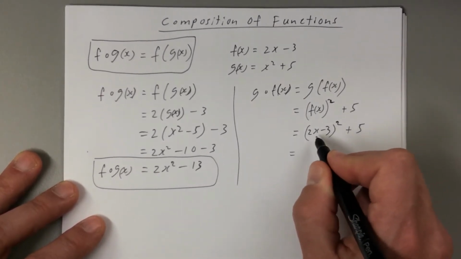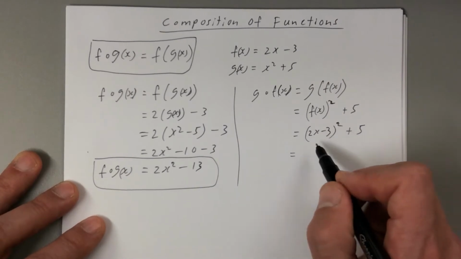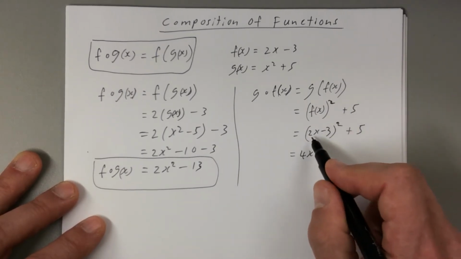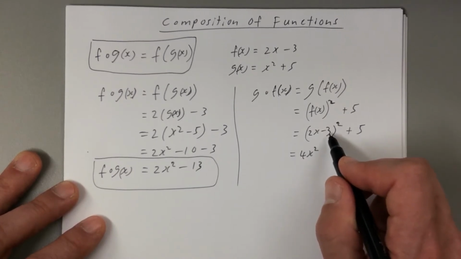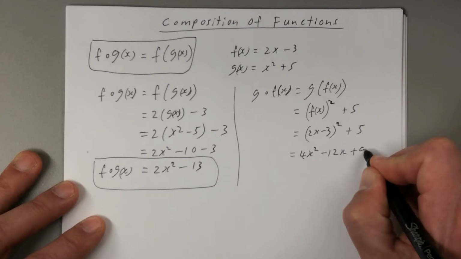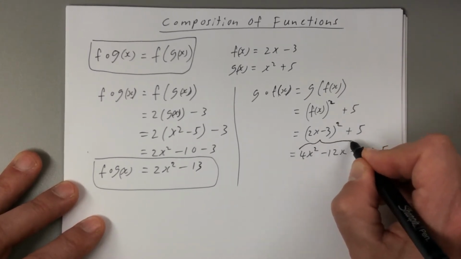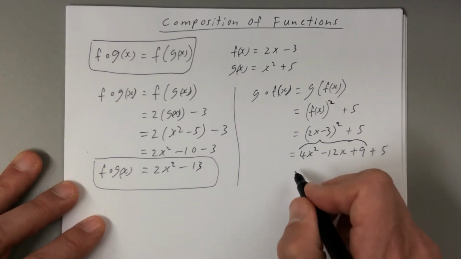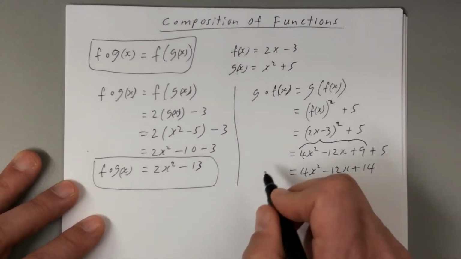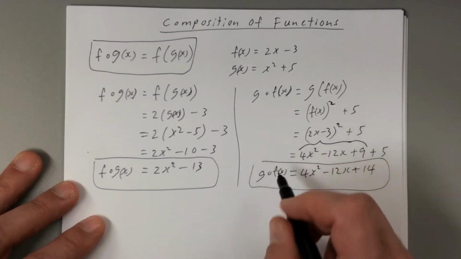When we square this, we can write 2x minus 3 times 2x minus 3. It's a perfect square, though, so when we FOIL it out and collect like terms, we should end up with this. So 4x squared, the first one squared, plus 2 times the middle, so 2x times negative 3 is negative 6x, we double that, negative 12x, and then negative 3 times negative 3 is 9. We should know how to multiply out a perfect square at this point. Now we can collect like terms: 4x squared minus 12x plus 14. So g circle f of x is this. We'd call this g∘f of x.